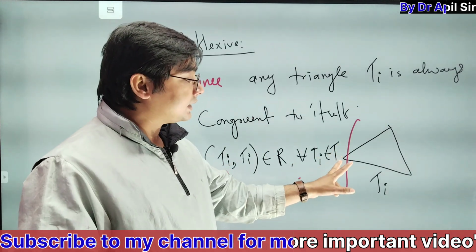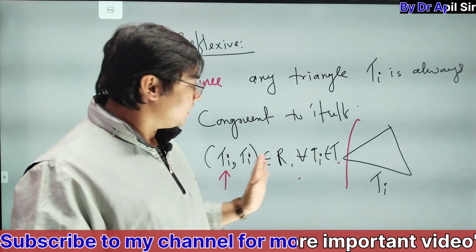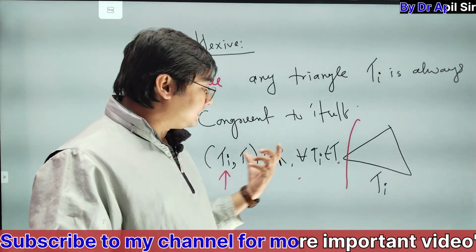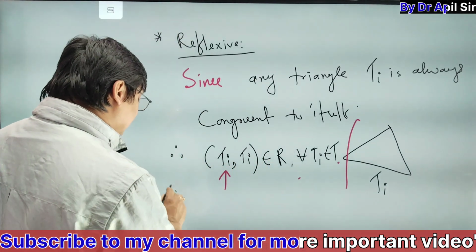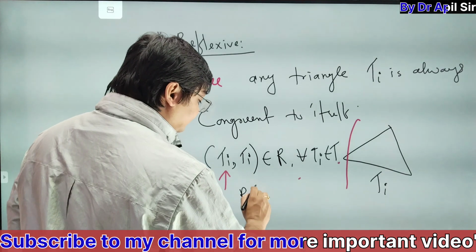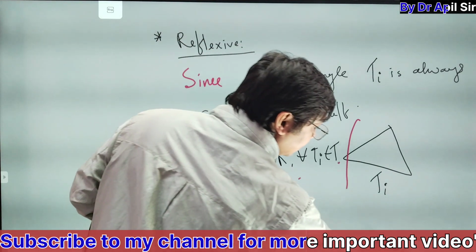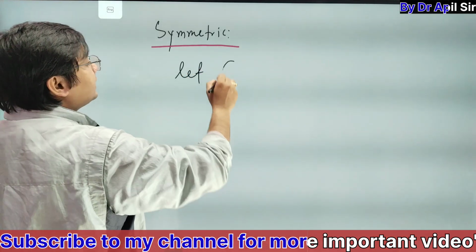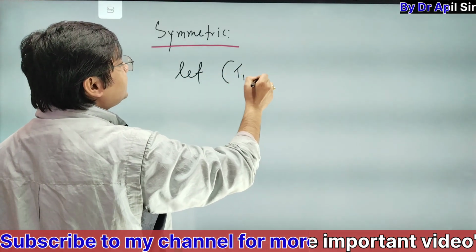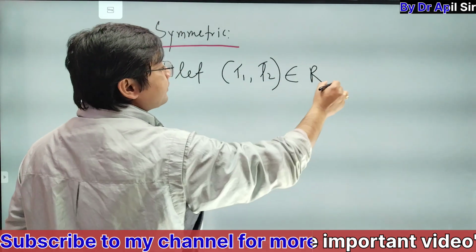And this has happened for all Ti's belonging to capital T, that means the set of all the triangles. So for all Ti's this has happened, that means R is reflexive. So R is reflexive. Now we need to consider an element, suppose (T1, T2) belongs to R.